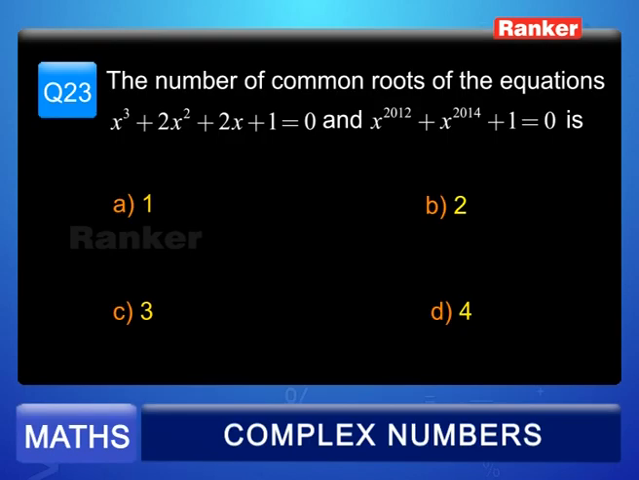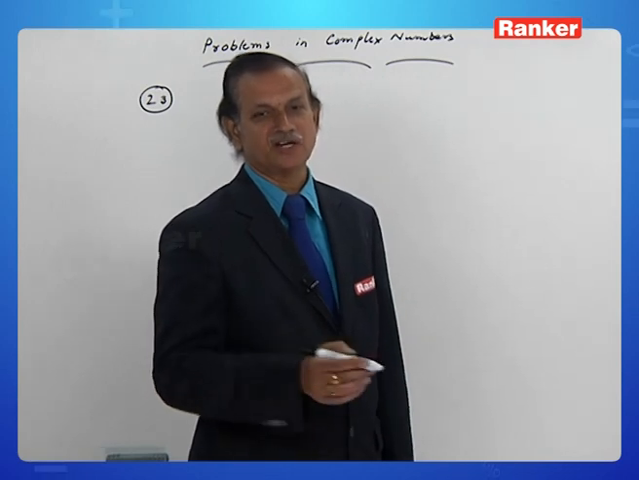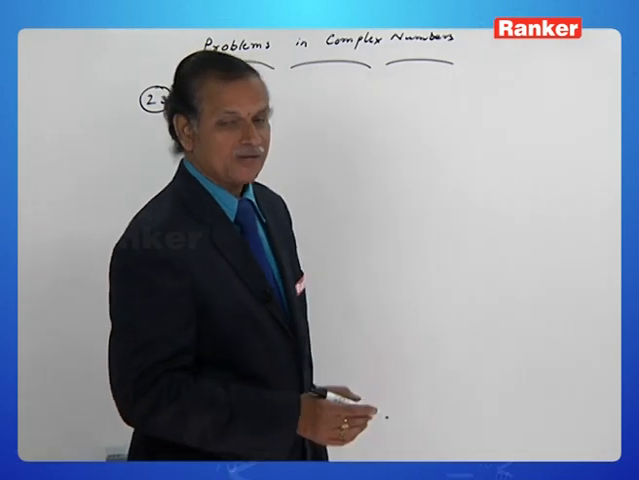By the way, the options are: the first option is 1, which says that there is only one common root. Second option is 2. Third option is 3. Fourth option is 4. 4 is definitely wrong. Why? Because the first equation is of third degree only. How can you get 4 common roots? It is impossible. Okay, let us see.